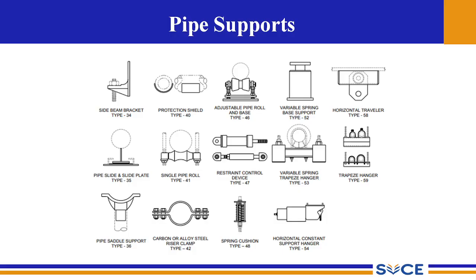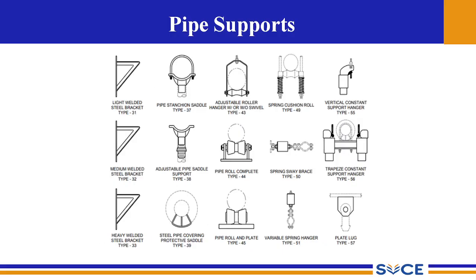Then type 54. Type 54 is a horizontal constant support hanger. So this is also a kind of fixed support which is used to support the pipeline in the horizontal direction. So it is going to support the pipeline by providing for the gravity load.